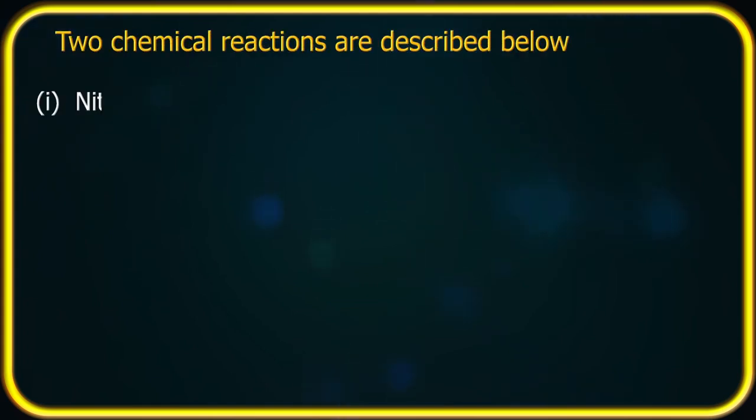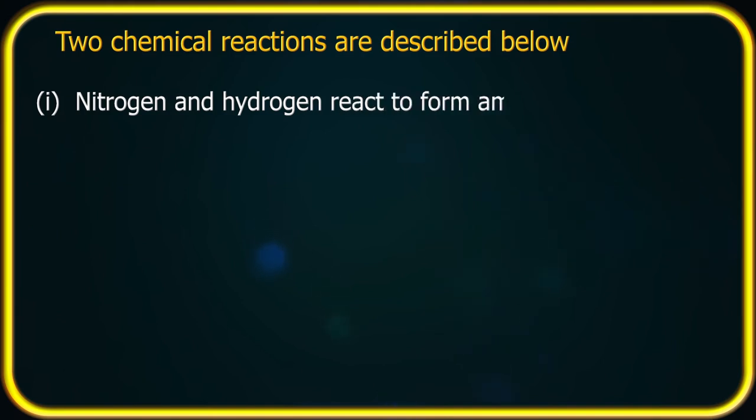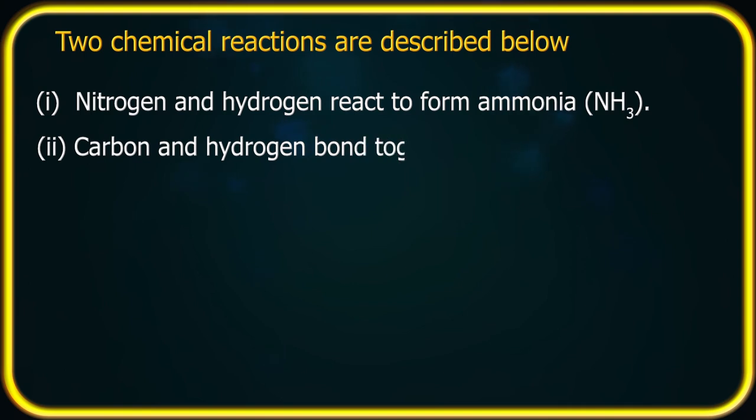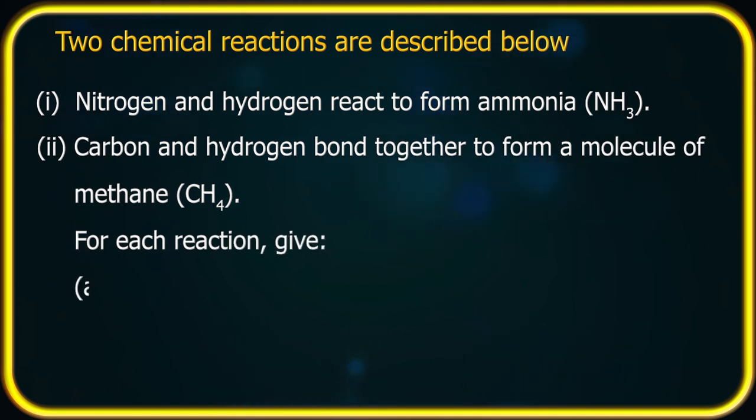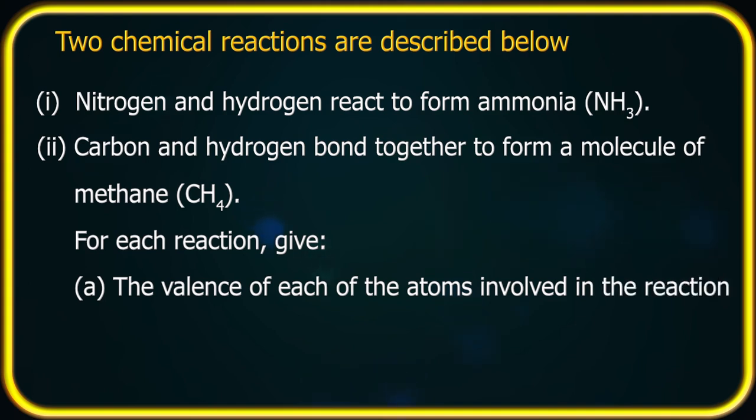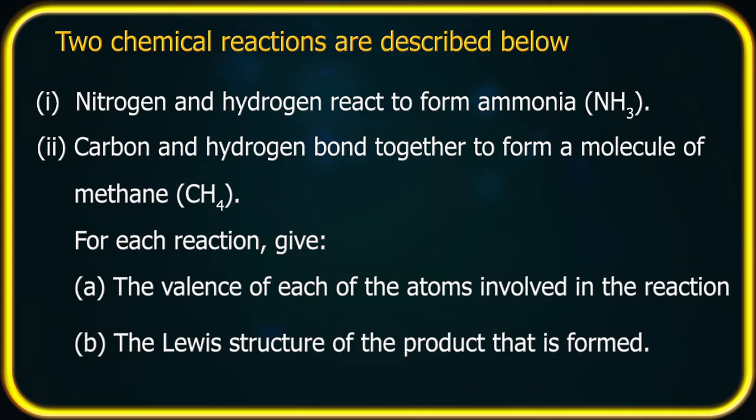Two chemical reactions are described below. 1. Nitrogen and hydrogen react to form ammonia, NH3. 2. Carbon and hydrogen bond together to form a molecule of methane, CH4. For each reaction, give A. Valence shell of each atom involved in the reaction. B. The Lewis structure of the product that is formed.